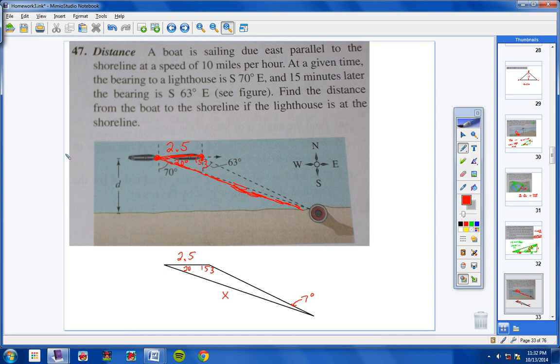Now I have a pair. 7 degrees is across from 2.5, and x is across from 153. So sine of 7 over 2.5 equals sine of 153 over x. Cross multiply and divide and you'll get x equals 2.5 sine of 153 all over sine of 7. If you type that into your calculator correctly, you will come up with 9.3. So I know this length right here is 9.3.